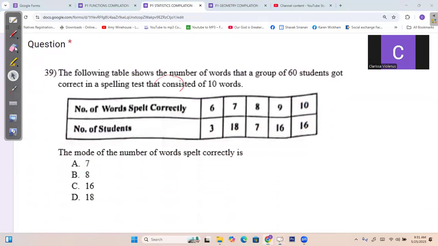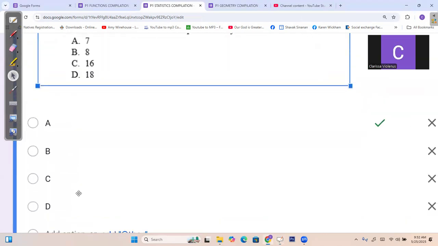All right. It says here the following table shows the number of words that a group of 60 students got correct in a spelling test that consists of 10 words. The mode number of words spelled is 7, because that has the most people. So the answer is A.